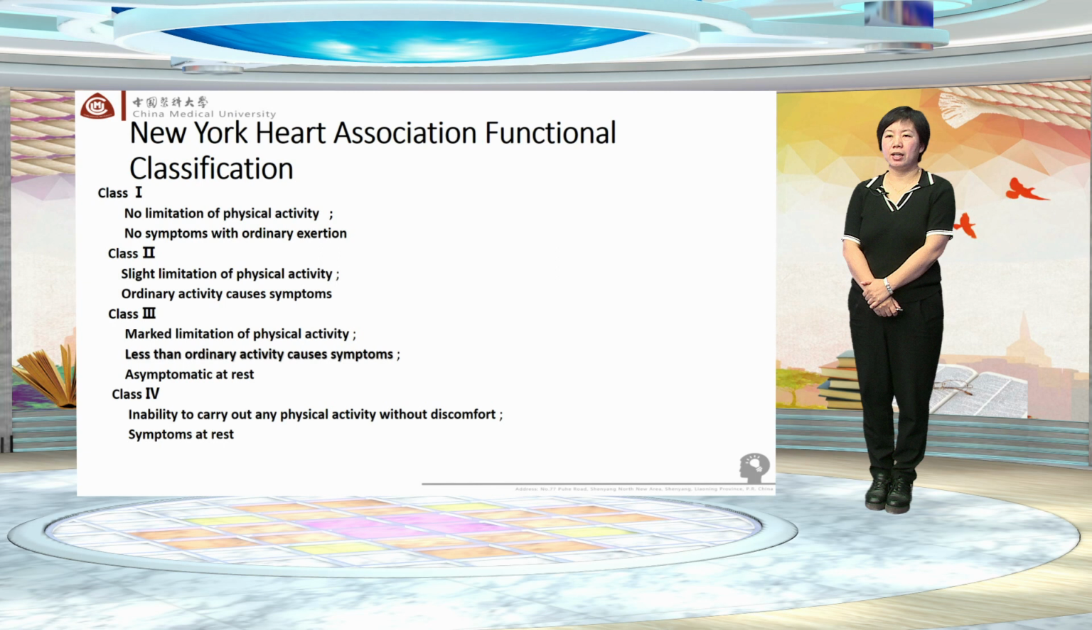We use the New York Heart Association functional classification to classify heart failure. The first level is Class 1, no limitation of physical activity, and no symptoms with ordinary exertion. The second level is Class 2, slight limitation of physical activity. Ordinary activity causes symptoms.